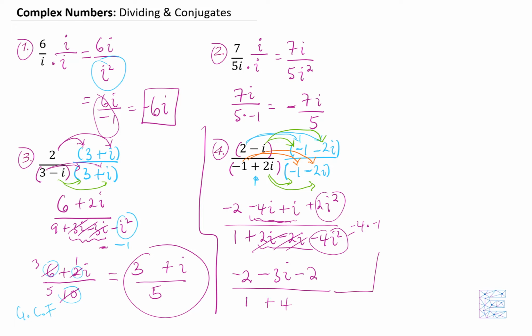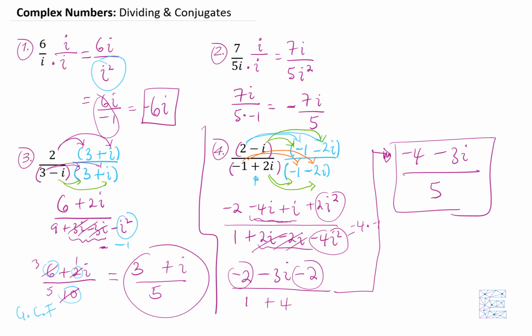And I'm going to move this up here so we have more space to work with. So for the numerator, we have -2 minus 2. Those are like terms. So that makes -4. And that becomes -4 minus 3i, all of this over 5, because 1 plus 4 is 5. So this would be the answer to question number 4.